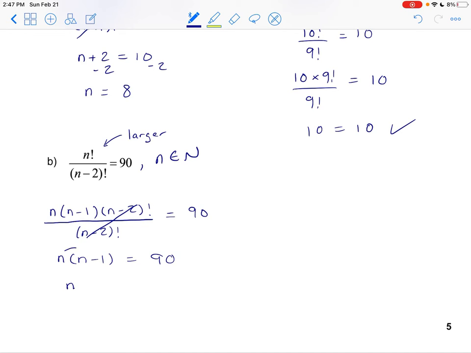And we'll multiply this through here. So n squared minus n is 90. And now we're going to have to bring our 90 over to the left-hand side of our equation. N squared minus n minus 90 is equal to 0, because now we have a quadratic. Which means we need to factor to solve for n. And we're going to get more than one answer this time.